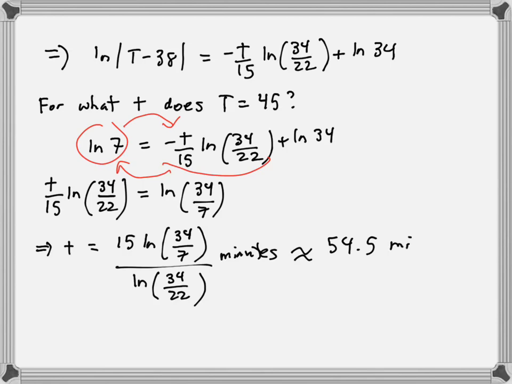54.5 minutes. So this is the amount of time that it will take to reach the ideal temperature in the fridge. In other words, this is a very slow refrigerator, but that is how you do the problem.